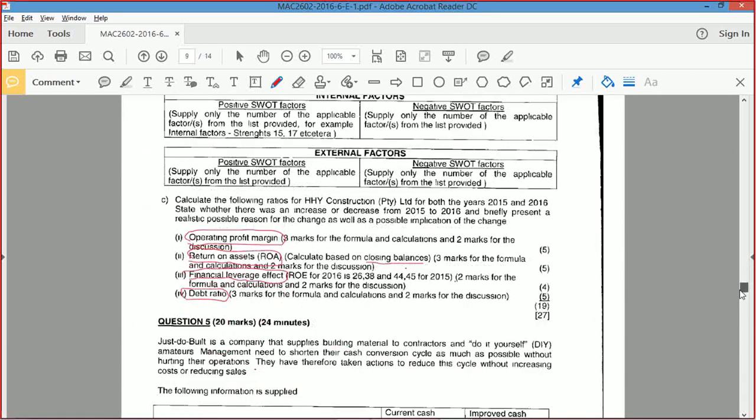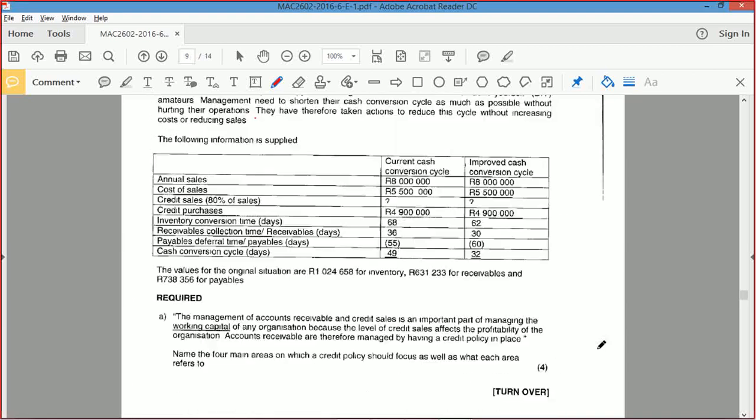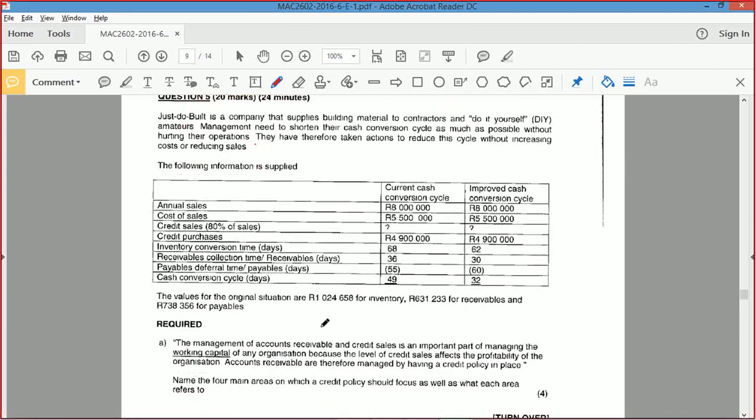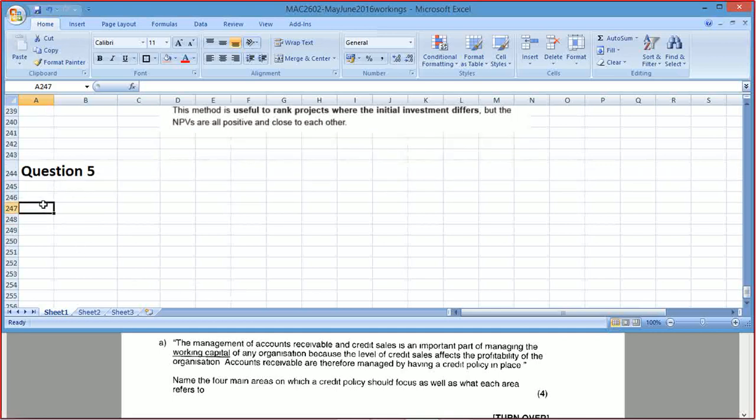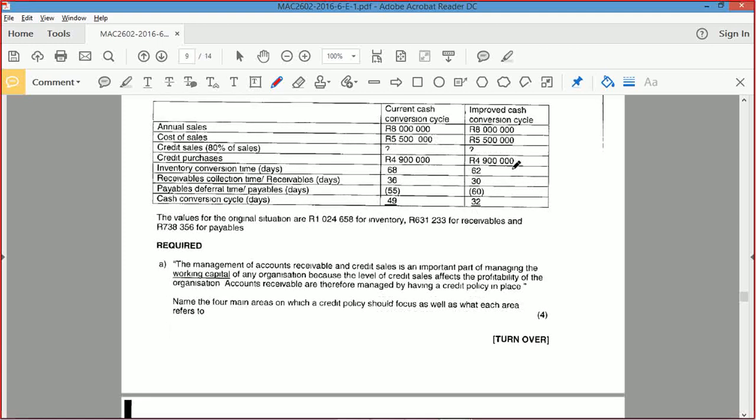Okay, question 5. Working capital. What is it out of? Oh, it's a short question. Okay, 24 minutes. A. Just Do Built is a company that supplies building material to contractors and do-it-yourself amateurs. Management need to shorten their cash conversion cycle as much as possible without hurting the operations. Okay, they've taken the actions to reduce the cycle without increasing costs or reducing sales. Fine. Okay, following information is supplied. Current cash conversion cycle, improved cash conversion cycle. Okay, so we've got two different methods.